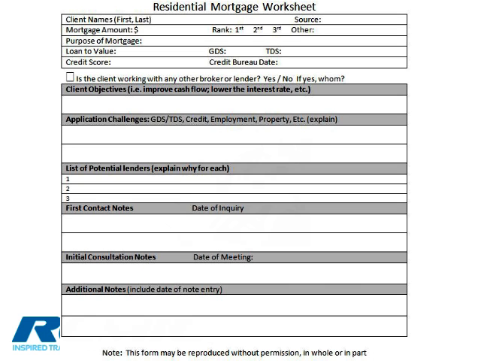In the top section is a brief summary of the mortgage request, including the amount, the rank, the purpose of the mortgage, the GDS and TDS, the credit score, and the date the credit bureau was completed. This date should be changed whenever a new credit report is pulled on the client to ensure that, in the case that there are several credit bureaus on file, the most recent one will be readily known.